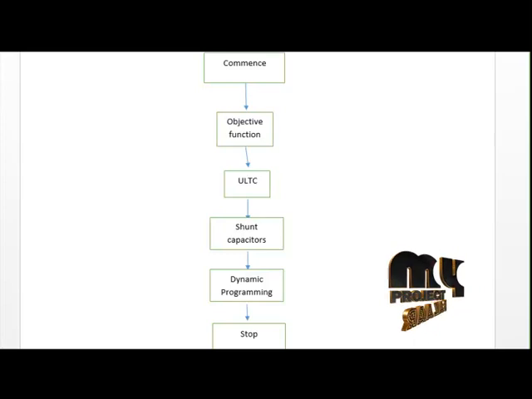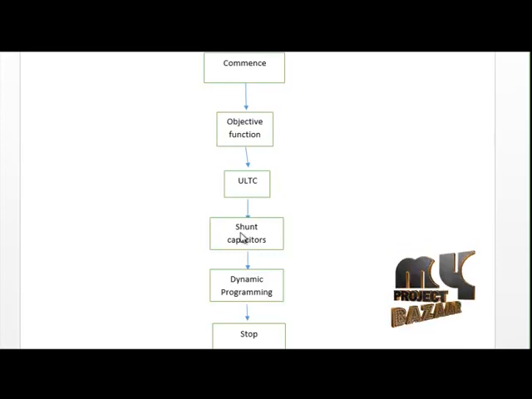Taps on a transformer permit the transformer to be adjusted in the field to accommodate variations in system voltages. A voltage regulator is a tap changing under load transformer with built-in voltage sensing circuitry that automatically changes taps to keep the system voltage constant. Then the next one is the shunt capacitors.